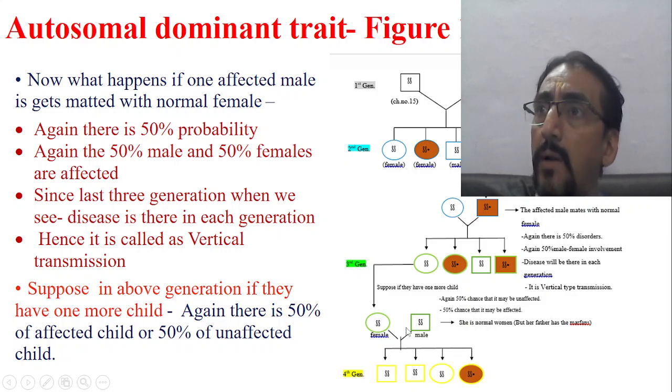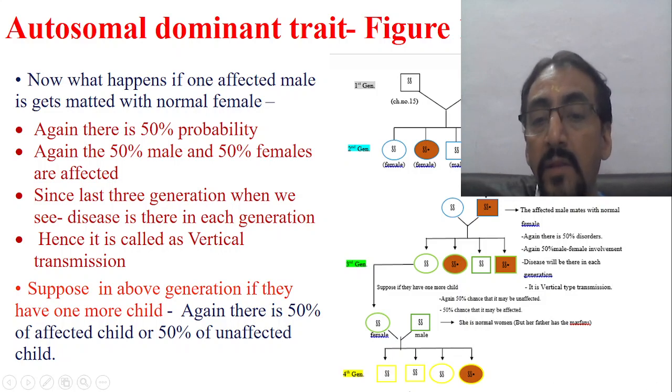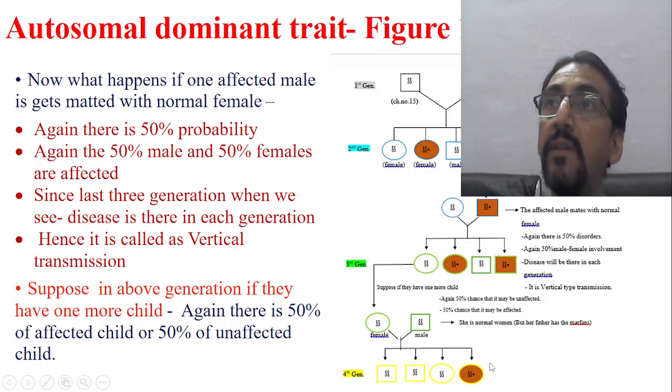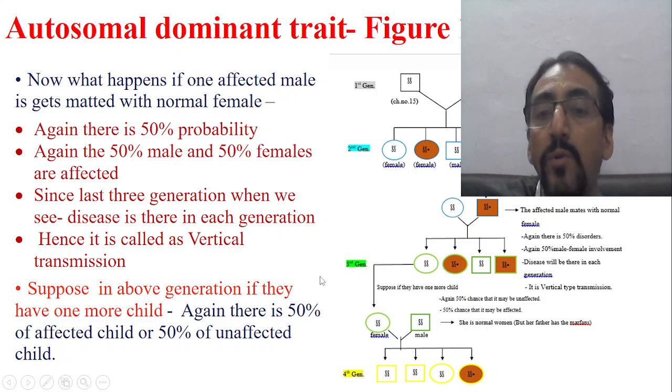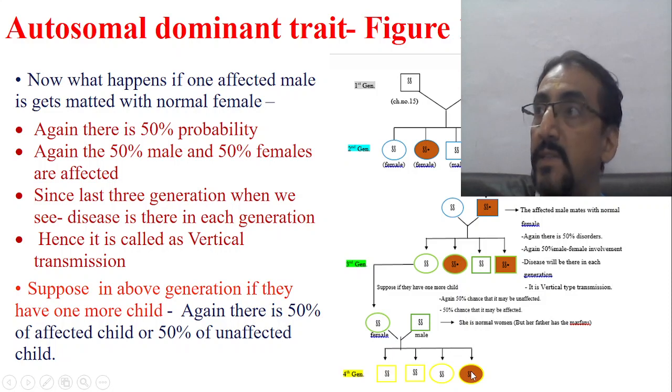He is also normal. When they marry and have 4 kids, to your surprise, 3 kids are normal, as expected, but 1 kid is having the disease. Now you can ask why this happens. Both the father and mother are normal, but why has he got this Marfan's?